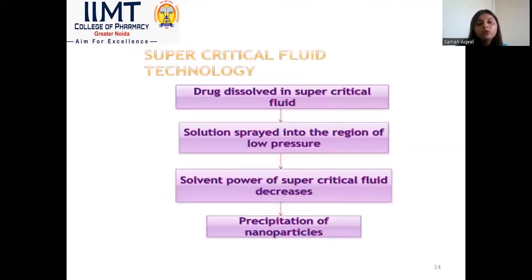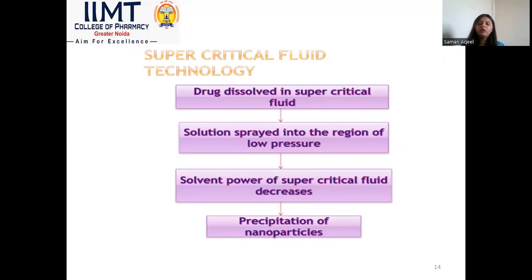Next method is supercritical fluid technology. In this method, the first step is the drug is dissolved in supercritical fluid. You are using supercritical fluid and you are dissolving that drug in this fluid. Next step is the solution is sprayed in a region of low pressure.